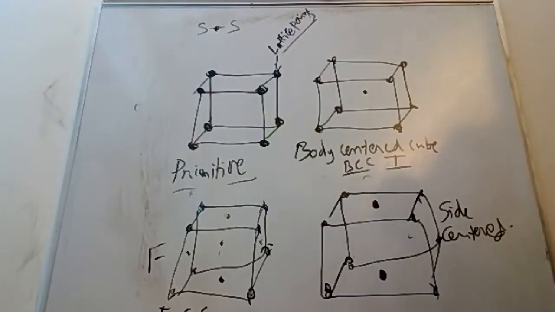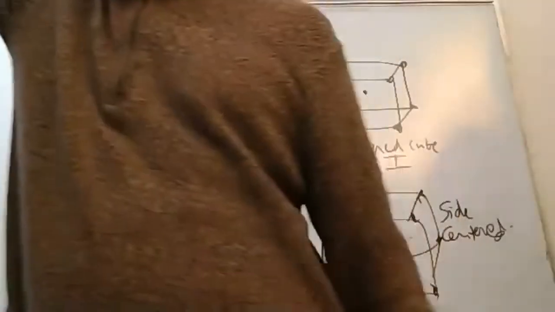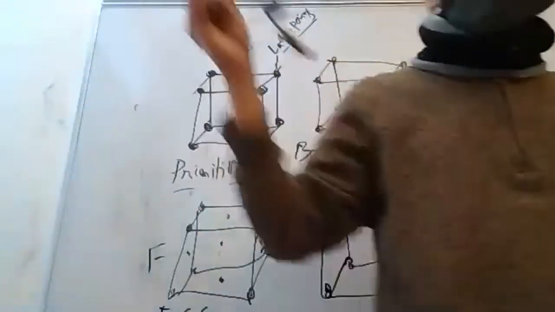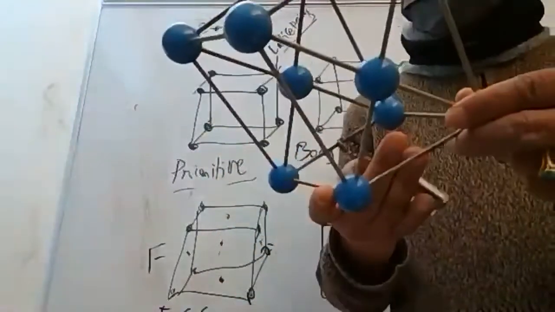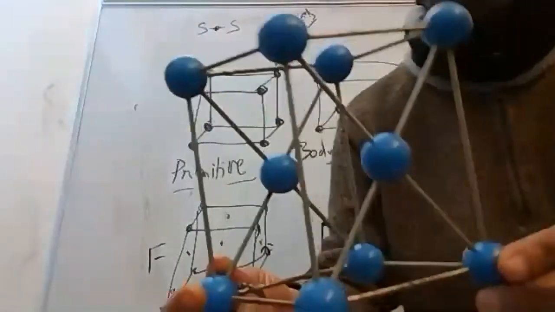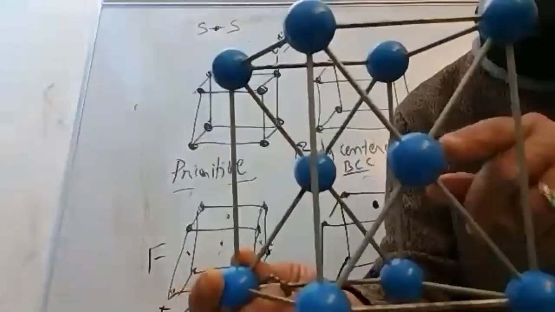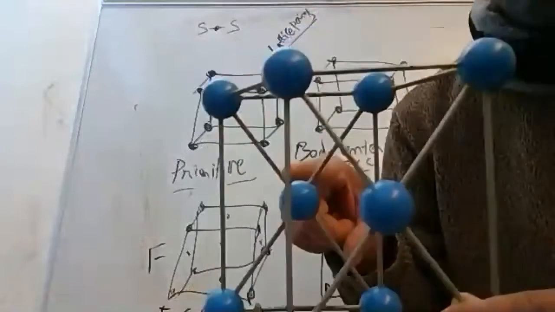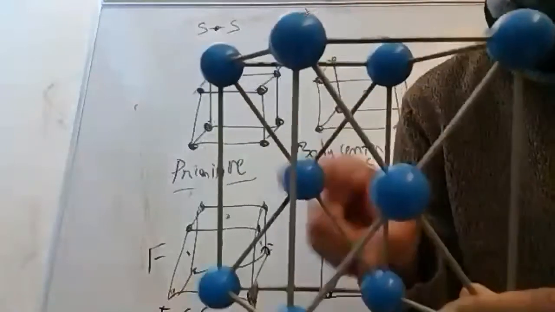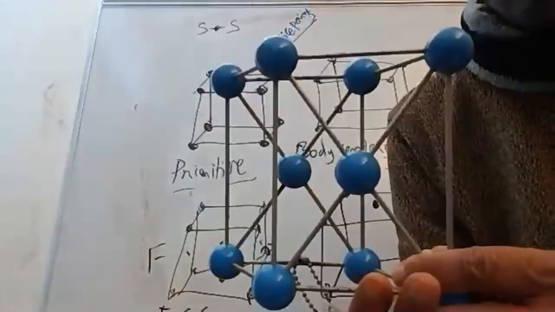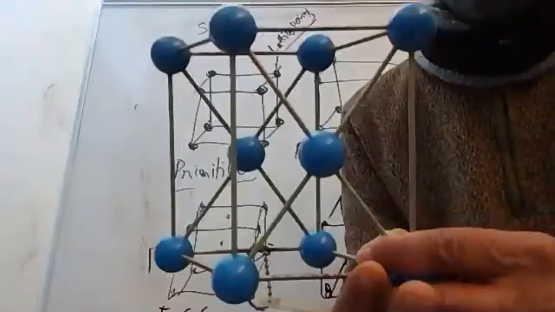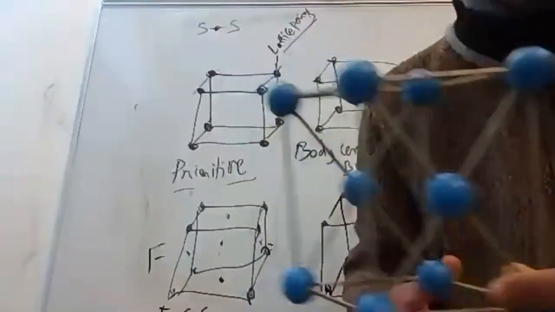So a side-centered cell will have atoms only in the top or the bottom, but not on the other side. Let me give you an example of a side-centered cell. This is a monoclinic cell, and it has side centering. So these are the atoms, if you can see my finger here, those two atoms are on the opposite sides, and then you have atoms at the corners. That is a classic example of a side-centered monoclinic cell.